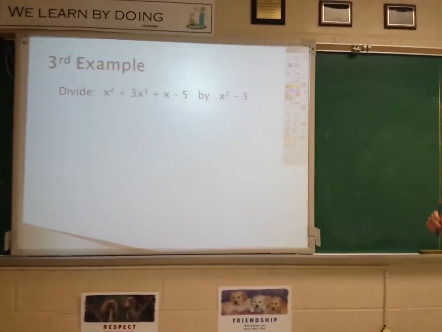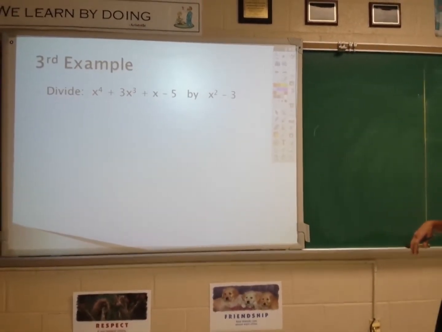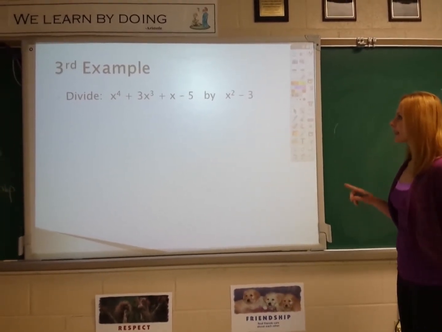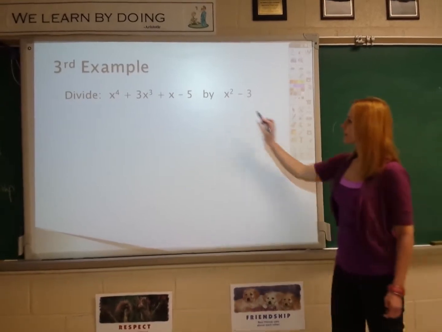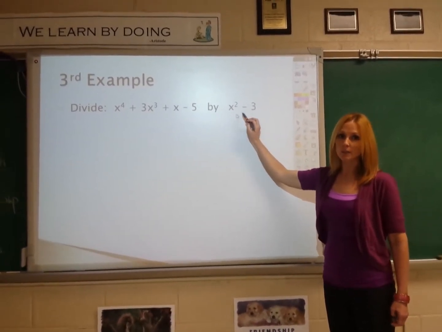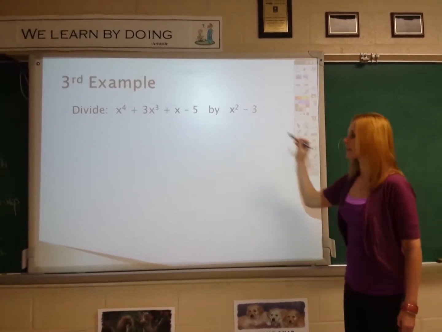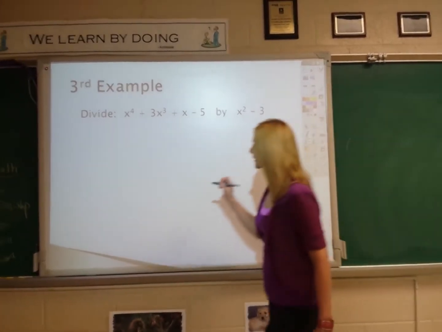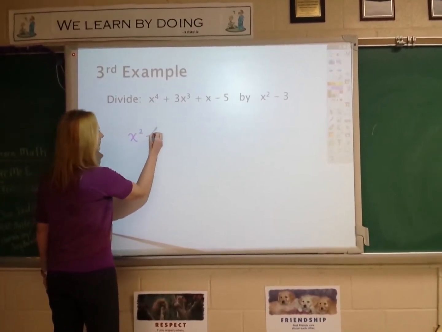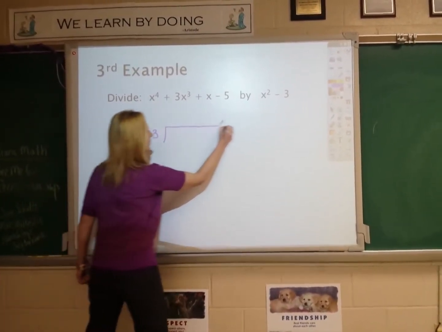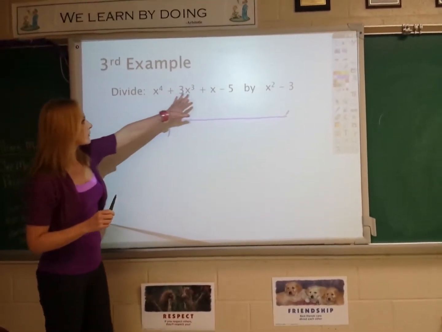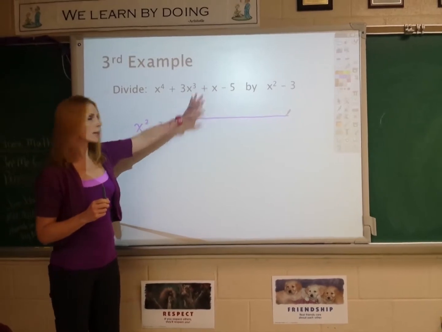All right, so on to our third example. We have x to the fourth plus 3x cubed plus x minus 5. Now if you notice, this time in our divisor we have a quadratic term, rather than a linear term like our last one. That's what makes this one a little bit different. But you're still going to start it off the same way. And in this case, make sure we don't forget our quadratic term again.